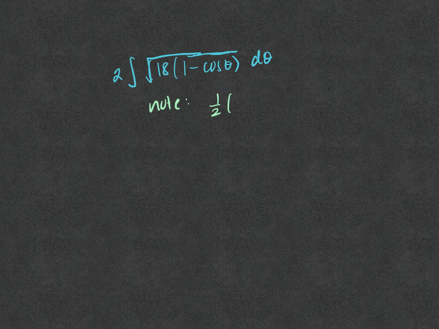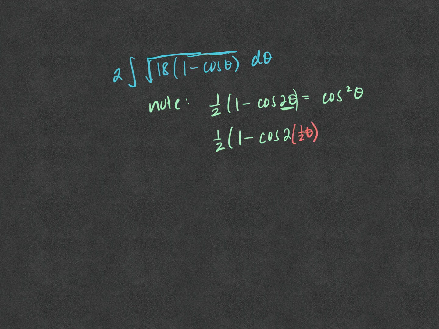It says 1/2 times the quantity 1 minus cosine 2 theta equals cosine squared theta. So what you have to realize here is we need a theta to be here. This takes a little bit of creativity, which is really fun. So we have cosine of 2 theta, but I need that 2 to go away. How do you get a 2 to go away? All you can do is multiply. So we multiply by 1/2. We're going to put in here 1/2 theta instead of theta.